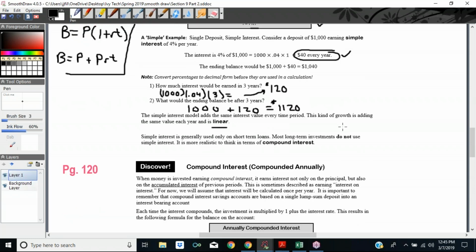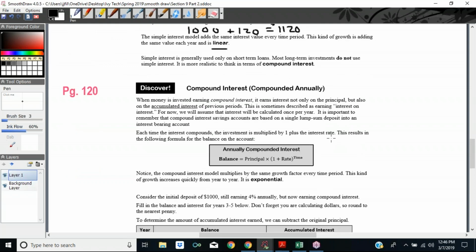But generally, simple interest isn't an interest calculation that's used in real life. Most investments use something called compound interest, or if you're paying on a credit card, or if you have an interest earning bank account and you're earning interest, it's compounded. It's called compound interest.